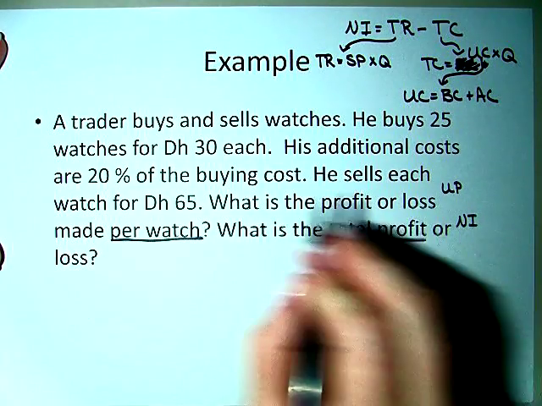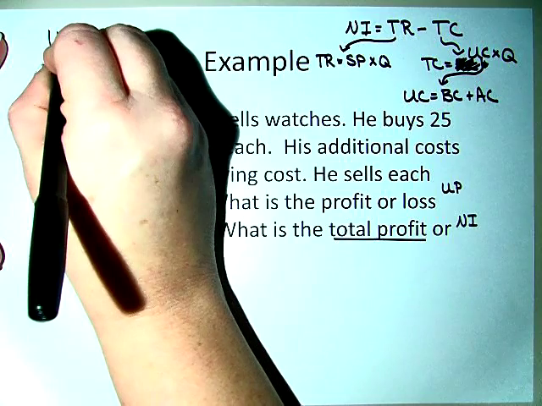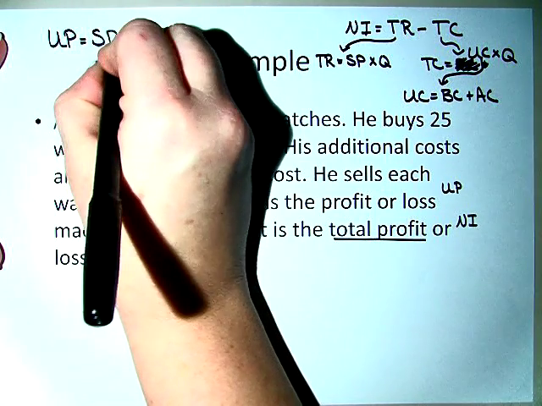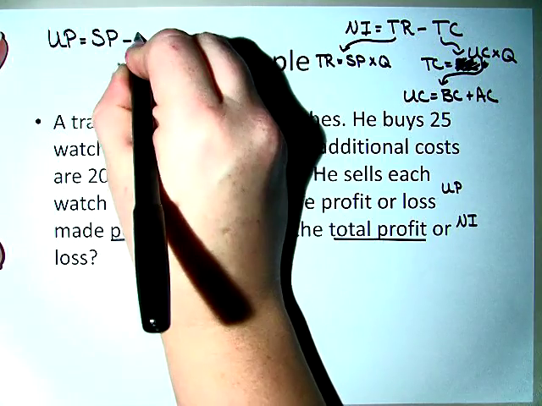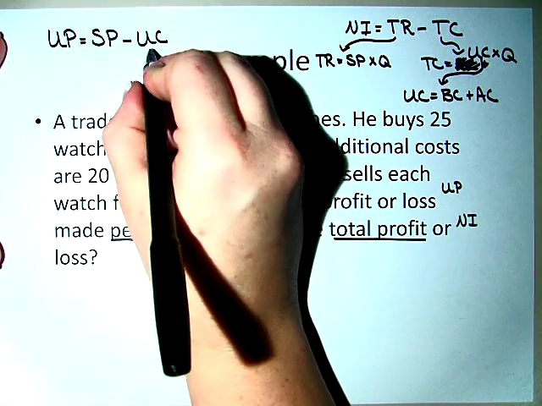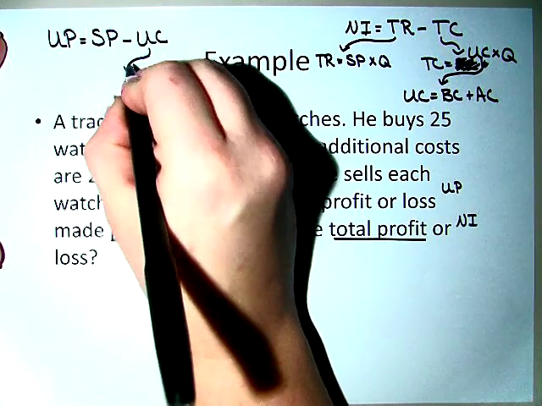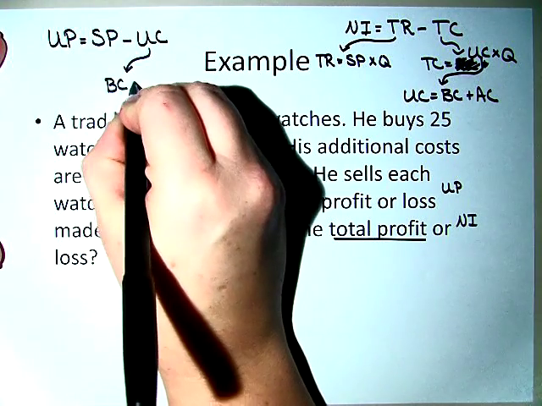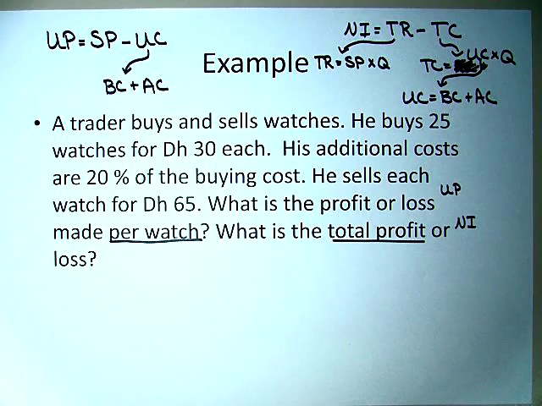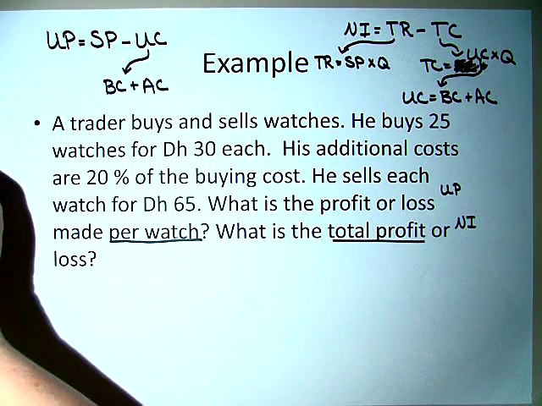But we still have to do the unit profit. So the unit profit is the selling price minus the unit cost. Okay, well, selling price is easy. Unit cost is the buying cost plus the additional cost. So for both of these equations, we will need to find the unit cost.